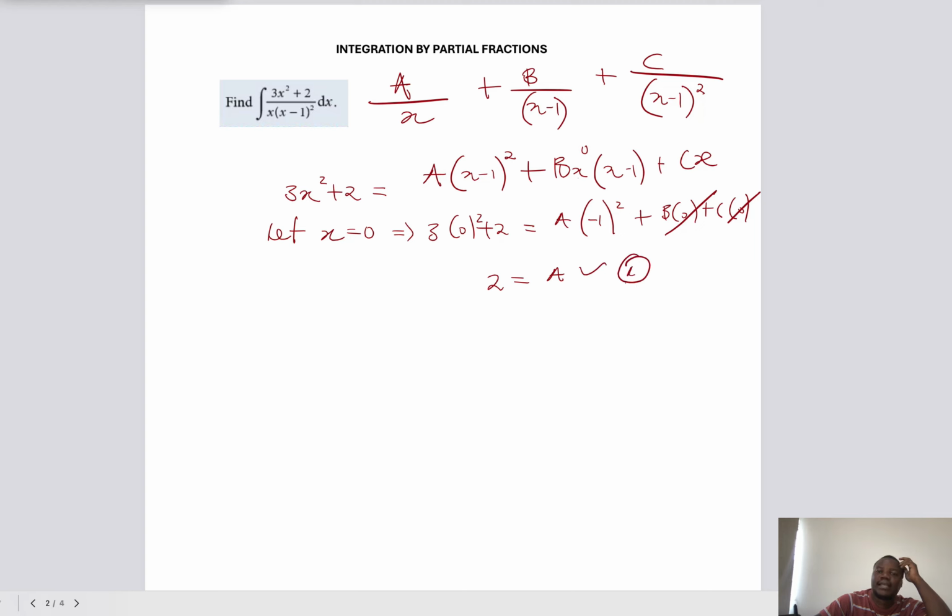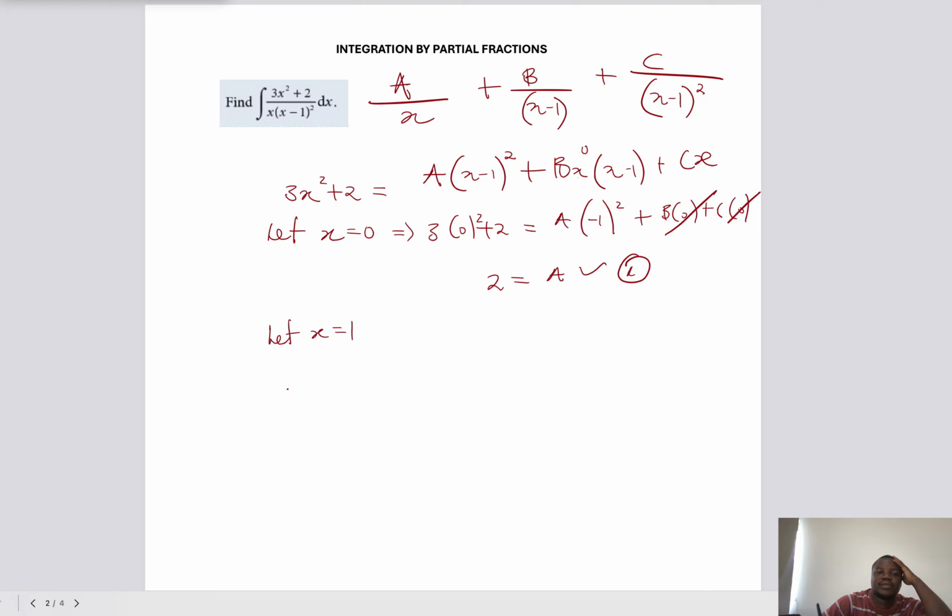All we are going to do again is to find another value of x that is going to eliminate either a or b to find c. Okay, so again you can see actually if I make x be equal to 1, I'm going to have 0 in here to mean this will disappear, and this will also disappear. We shall just find c. So right away we will say let x be equal to 1.